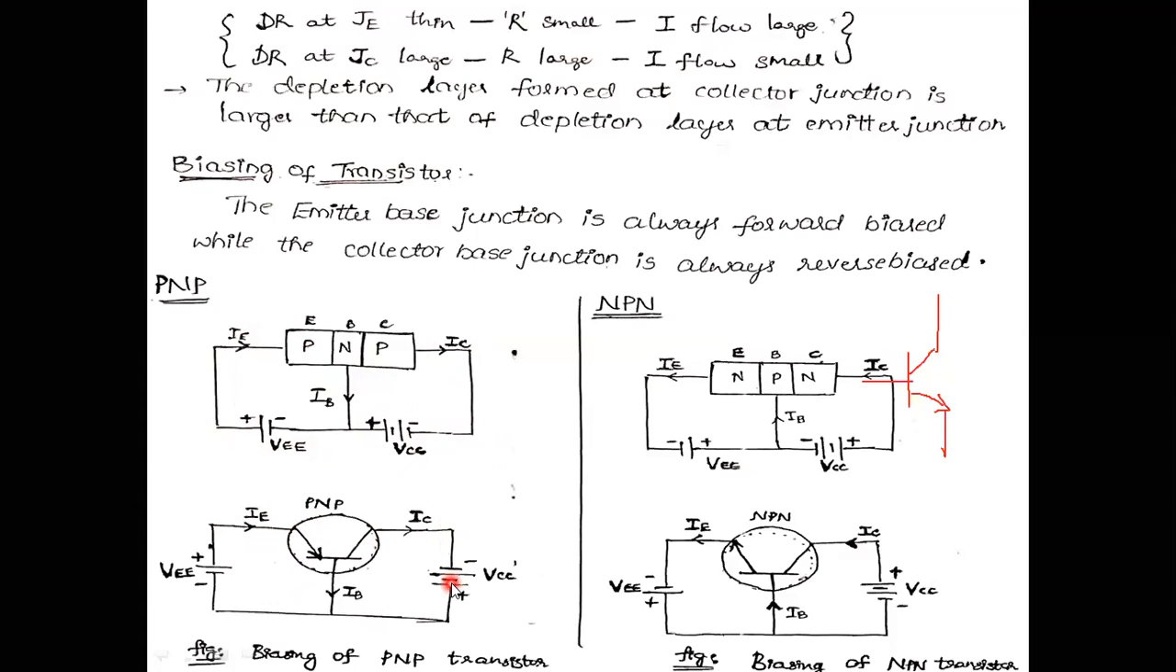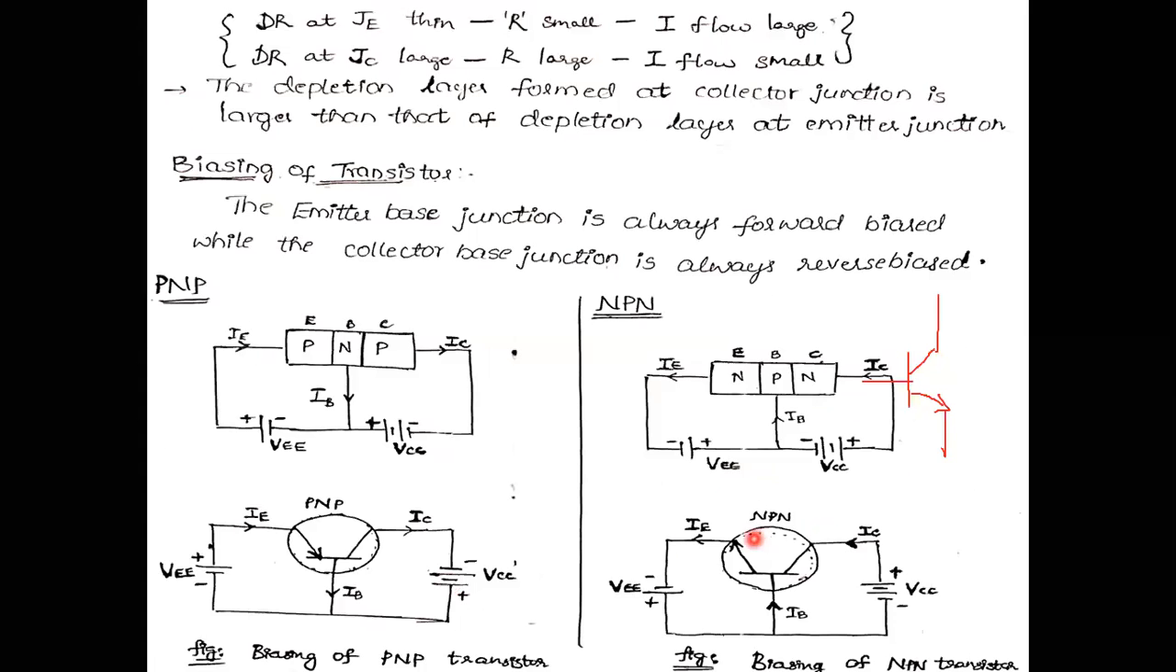Therefore, in which mode is our transistor operating? Our transistor is operating in the active region, or active mode. Similarly, here also, using the same phenomenon, we are connecting the N-type, P-type, and N-type materials to the voltage supply here. Okay.